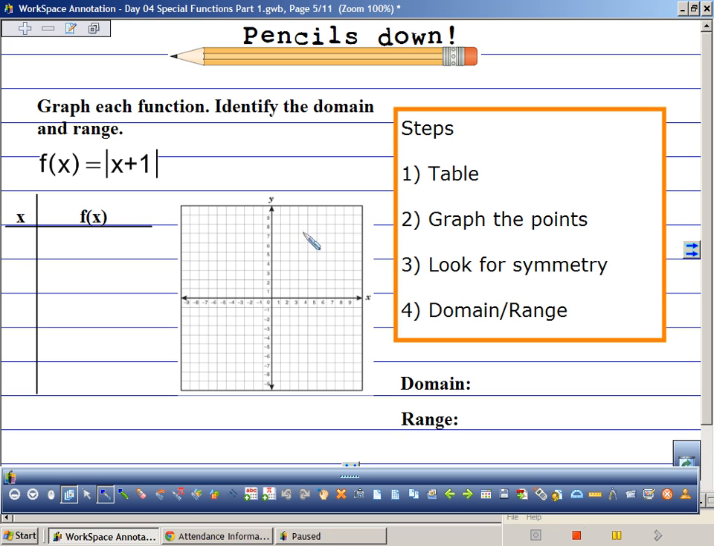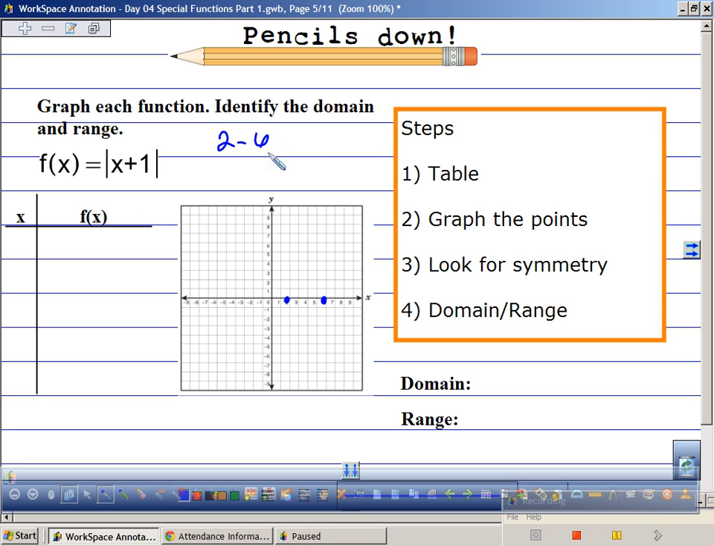Absolute value means what? Distance. When I find the distance between two things, aren't I finding the difference between them? So if I were to say, I want to find the distance between 2 and 6, how could I find it rather than just counting? I could subtract. I'm finding the difference between them. The difference between 2 and 6 is 6 minus 2 or 2 minus 6. Both of them will give you distance.